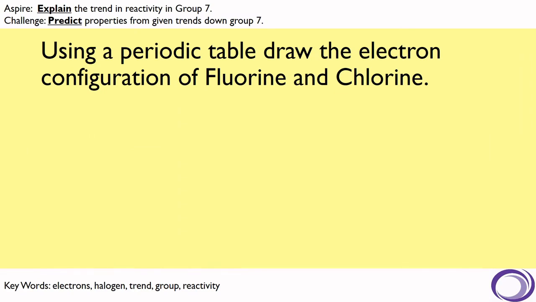So first, let's familiarise ourselves with group 7. What I'd like you to do is, using a periodic table, draw the electron configuration of fluorine and chlorine.